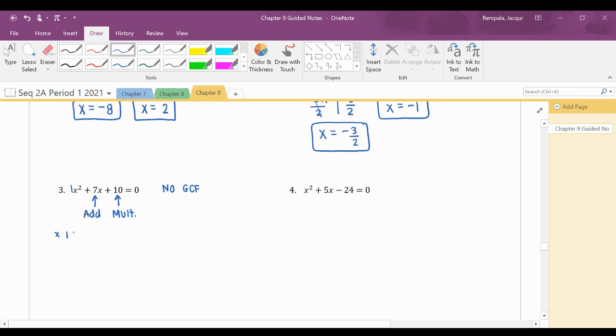So if we're making a chart and finding things that multiply to 10, well, 5 times 2 multiplies to 10. If I add 5 and 2, that gets me that 7 that I'm looking for. So remember, we'll have our two parentheses being multiplied together. We want to start each of our parentheses with x because x times x gives us that 1x squared in my original problem. The 5 is positive, so we'll put plus 5.